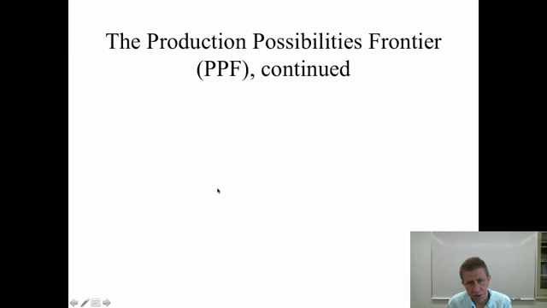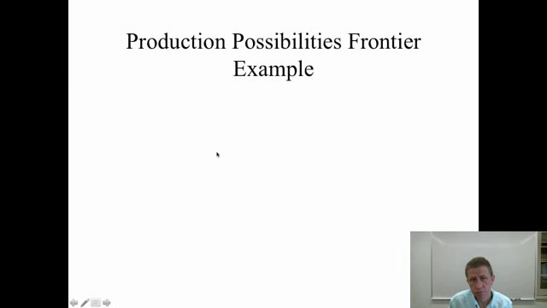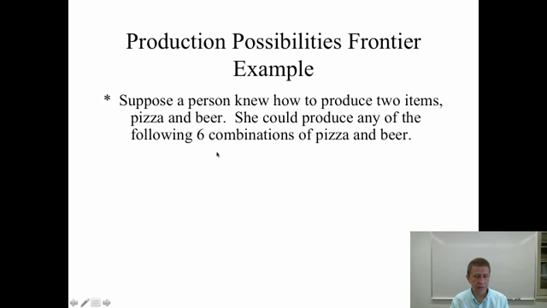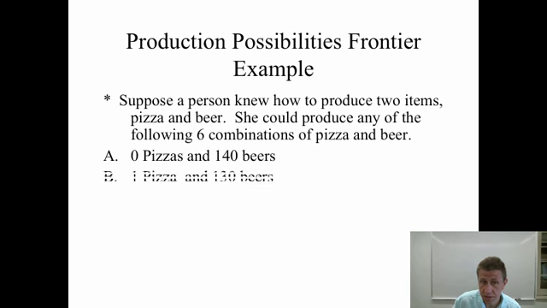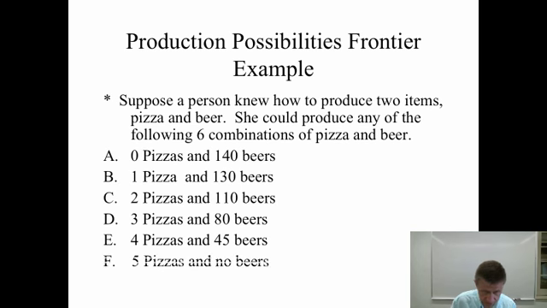What we want to do now is actually look at a specific example. So suppose we have a person who knows how to produce 2 items, pizza and beer. And our person here could produce any of these following 6 combinations of pizza and beer. Right: no pizzas, 140 beers; 1 pizza and 130 beers; 2 pizzas and 110 beers; 3 pizzas and 80 beers; 4 pizzas and 45 beers; or 5 pizzas and no beer.